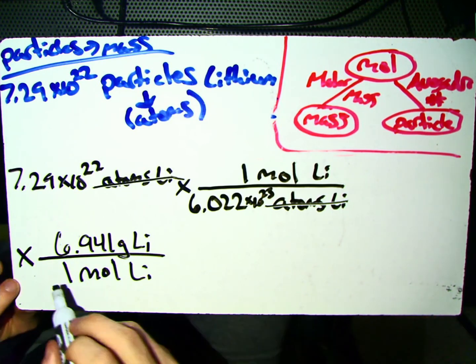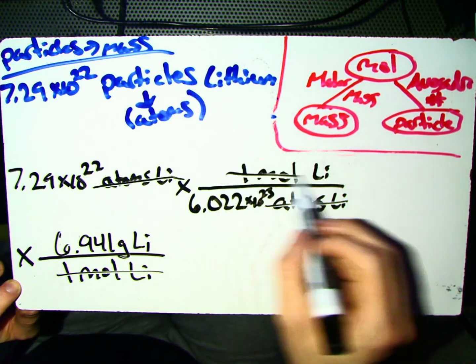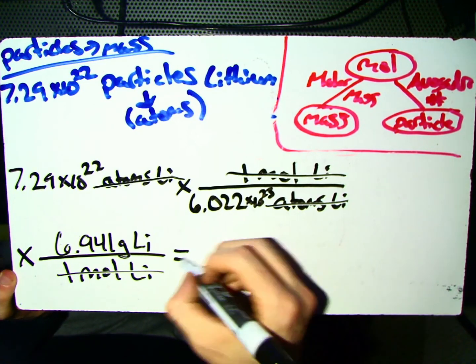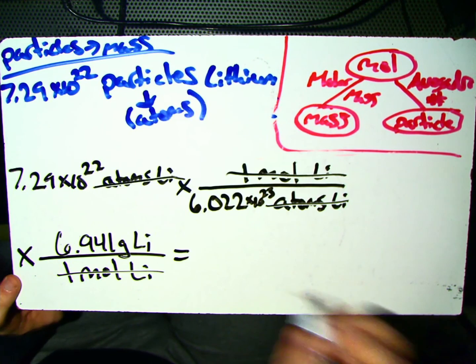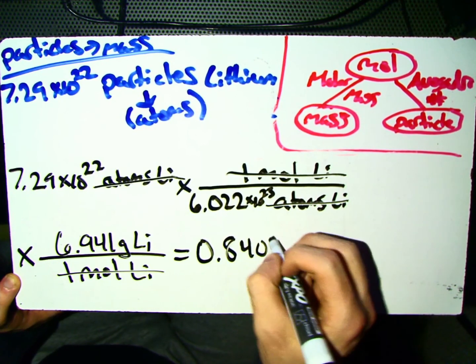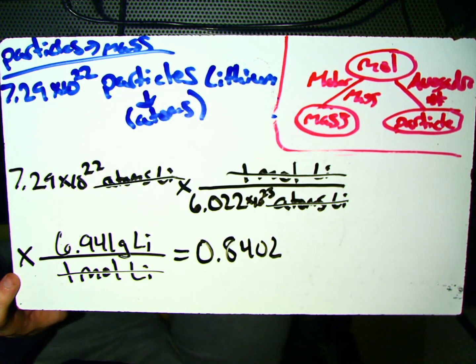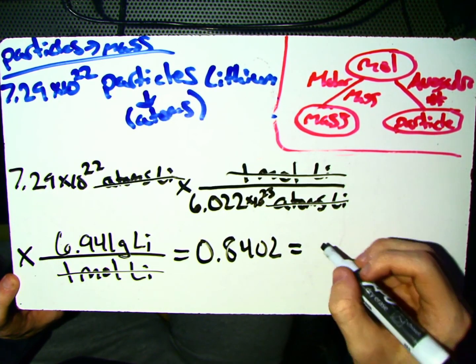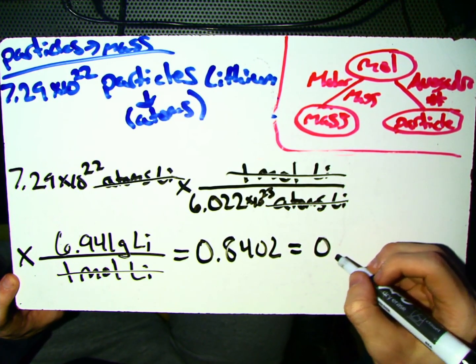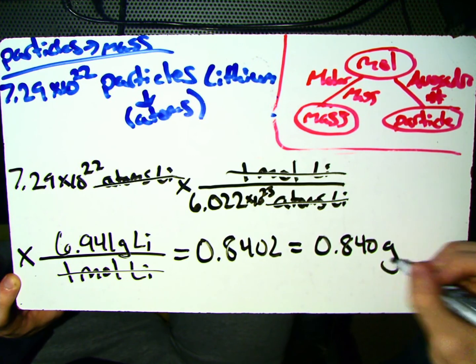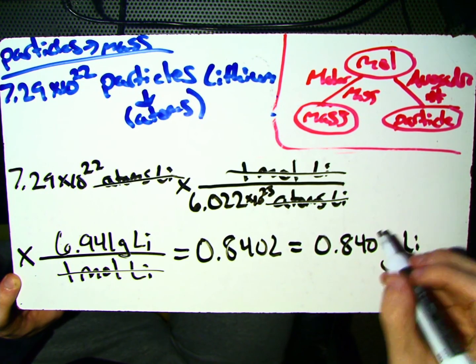We can cancel out units, right? We're done with moles. Goodbye, mole. And now we're in mass. And we're done. Plug it into a calculator, and you should get 0.8402. That's not accounting for sig figs. We know the least number of sig figs here is 3. So it really should be 0.840 grams of lithium.